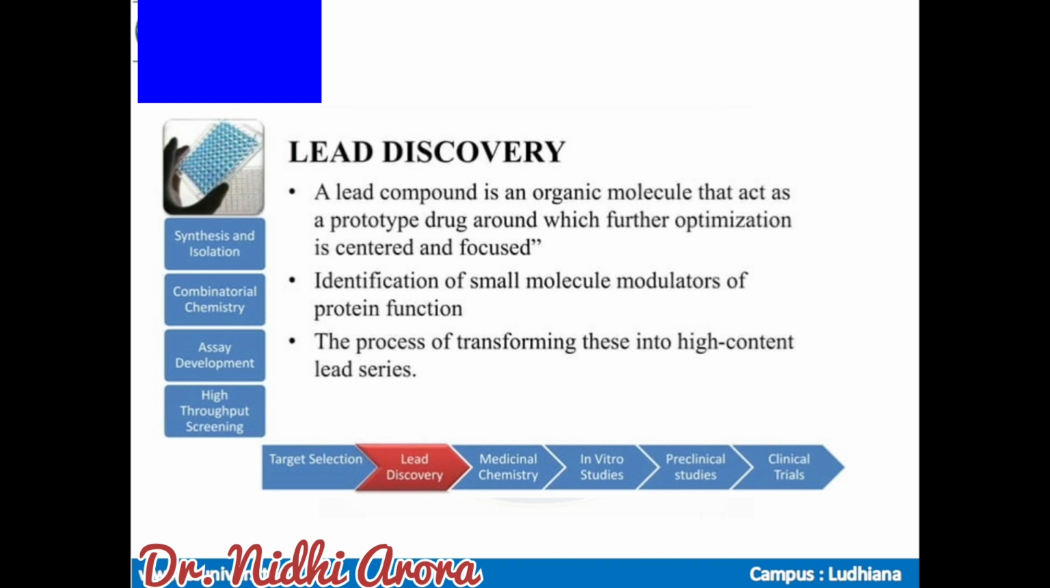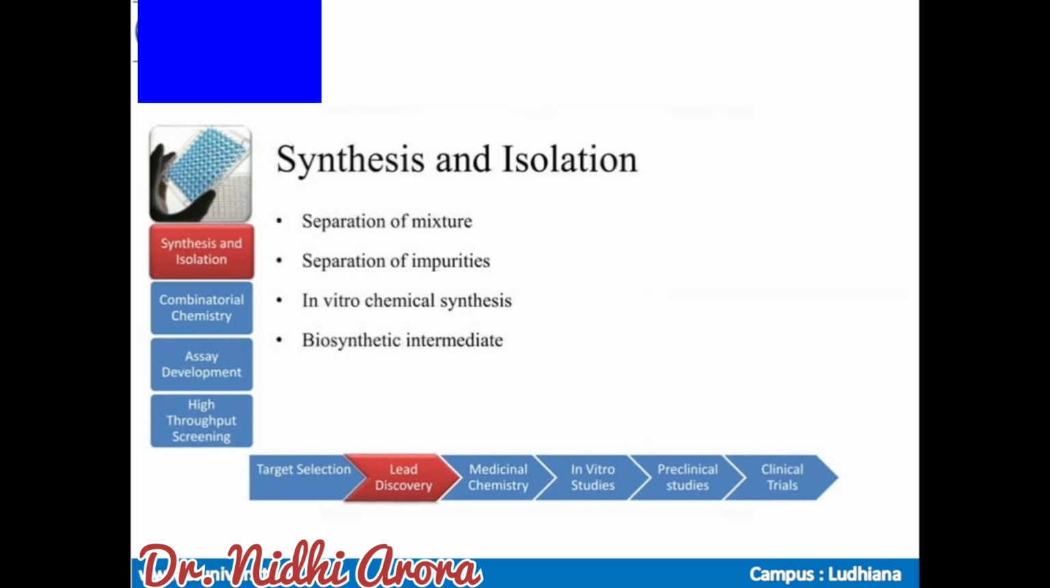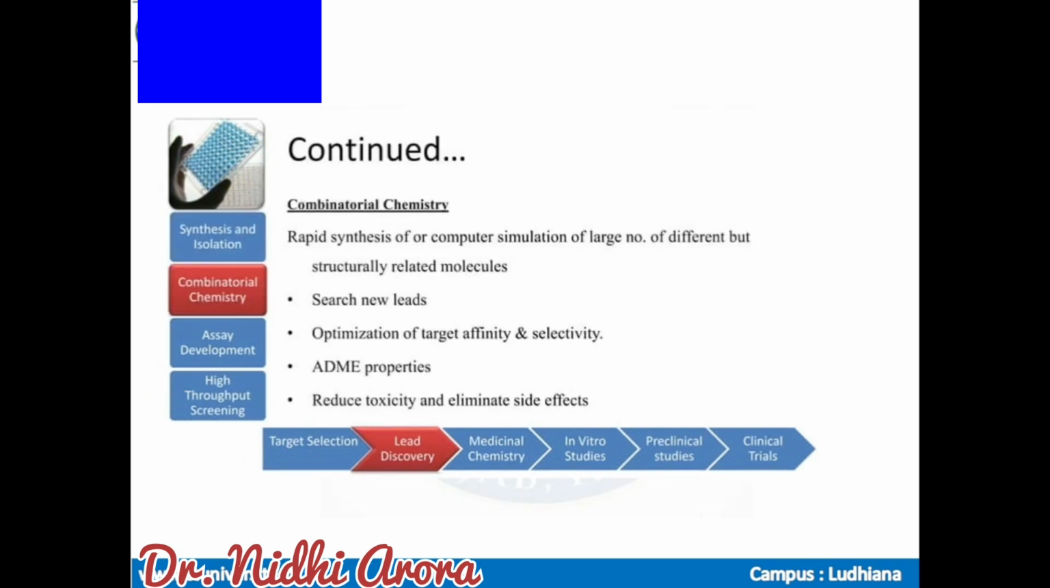First of all, lead discovery. A lead compound is an organic molecule that acts as a prototype drug around which further optimization is centered or focused, and identification of small molecule modulators of protein function, the process of transforming these into high content lead series. Next is the synthesis and isolation. First we separate the mixtures, then we separate the impurities, and in vitro chemical synthesis. After that, biosynthetic, we make a biosynthetic intermediate. So this is the synthesis and isolation.